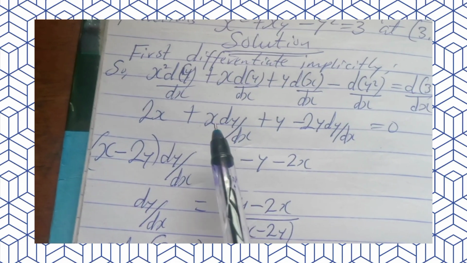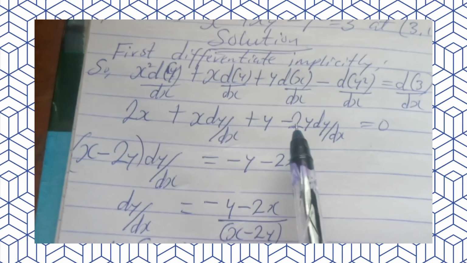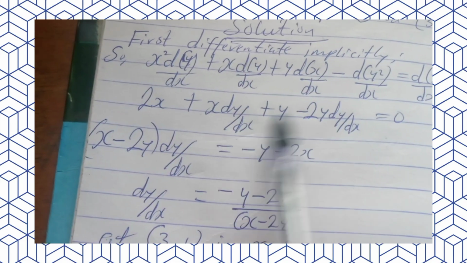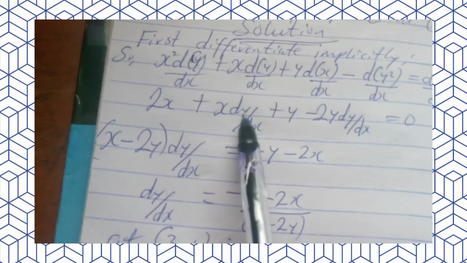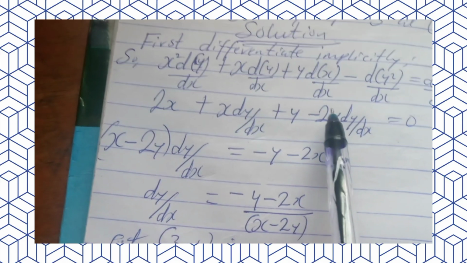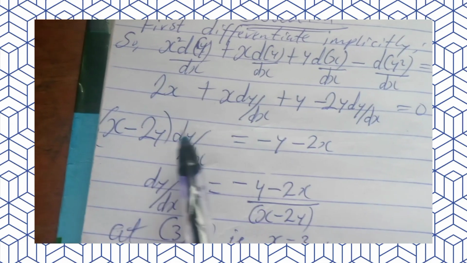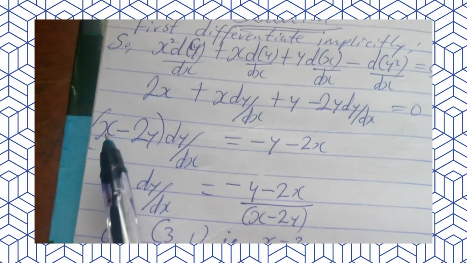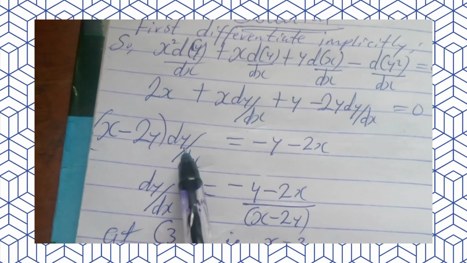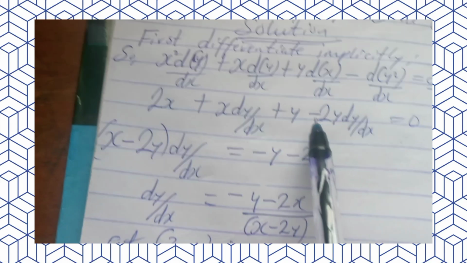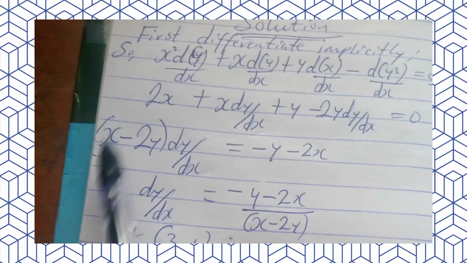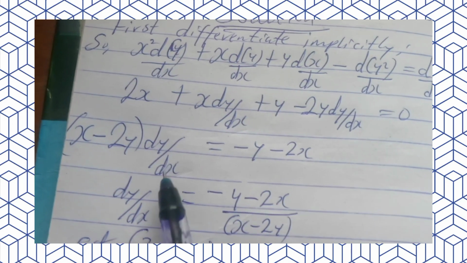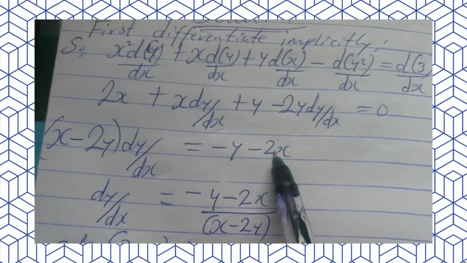What remains here now is x dy/dx minus 2y dy/dx. Now we just factor dy/dx out of these two terms. So what is remaining when you remove dy/dx here? x. And when you remove dy/dx here, what remains? Minus 2y. So we put them in a bracket, multiplied by dy/dx, because if you multiply dy/dx by this bracket, you get x dy/dx, and dividing x by the minus 2y gives the same thing, minus 2y dy/dx. So we factor it out like this, and it gives us x minus 2y in brackets, times dy/dx, equals minus y minus 2x.